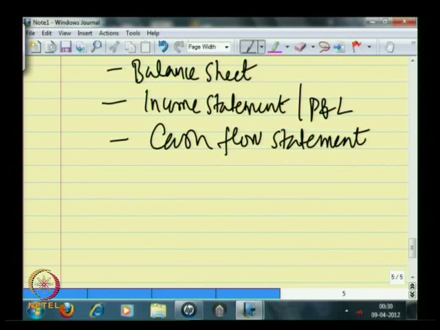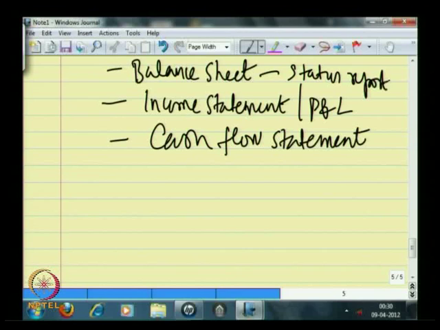These are the three main financial statements that we would be trying to construct based on the information that we have captured. I am going to spend a lot of time in understanding what these individual statements are, but for the purpose of today's class, it is enough for you to understand that the balance sheet is kind of a status report, kind of a stock report that highlights the financial strength of an organization.